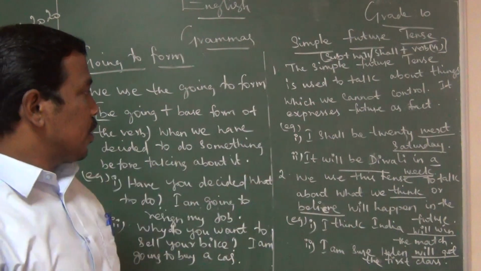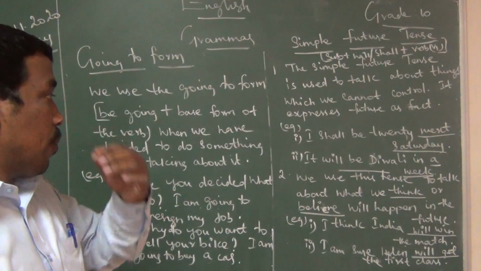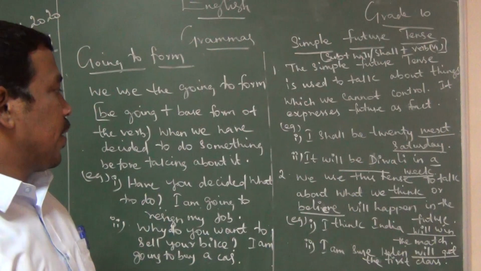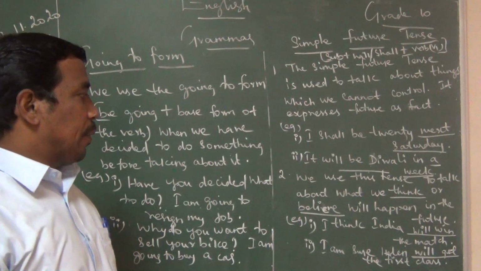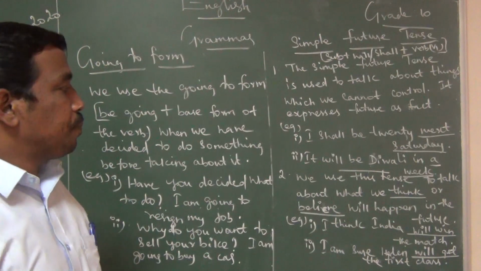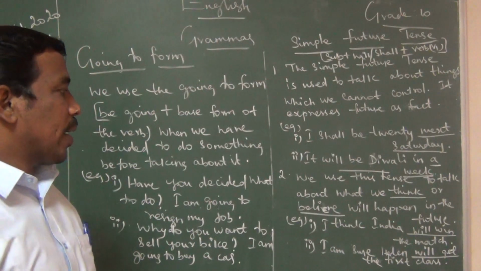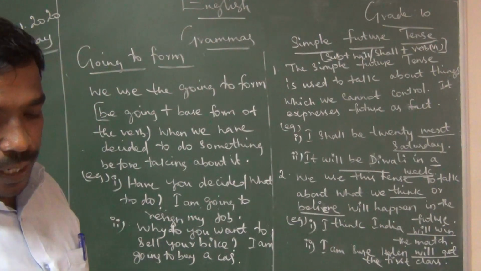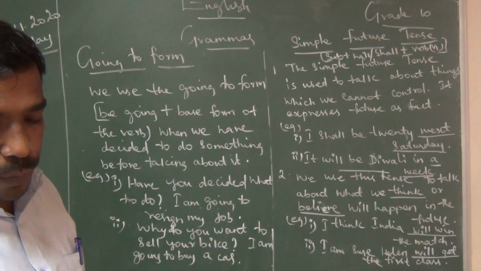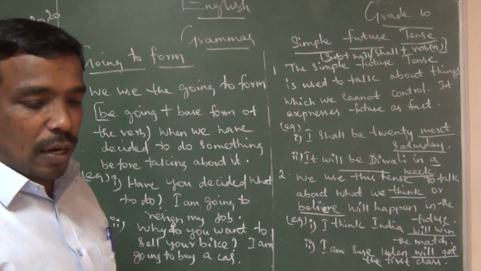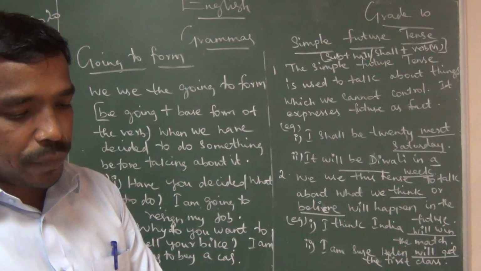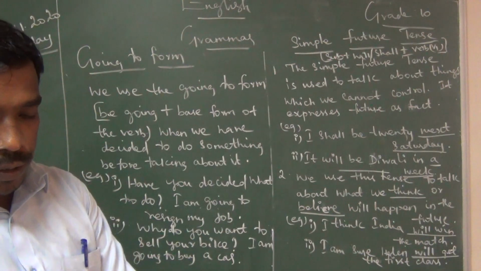This side, have you finished? We use this tense to talk about what we think or believe will happen in the future. I think India will win the match. I am sure Helen will get the first class. Then the second one is going to model. We have a few more models in the textbook. We will see all those models. So, going to model.